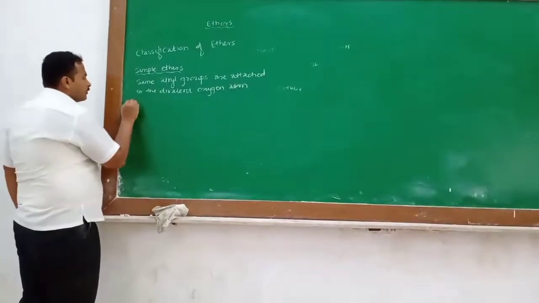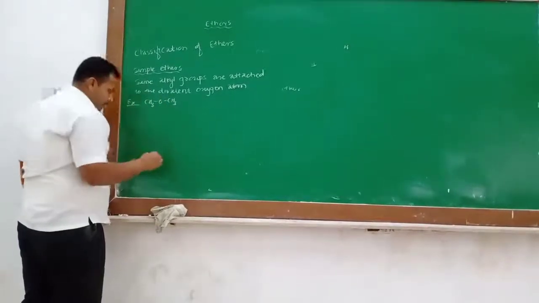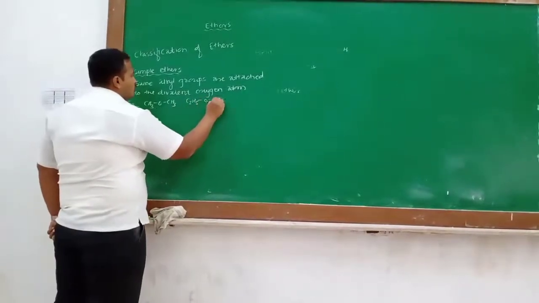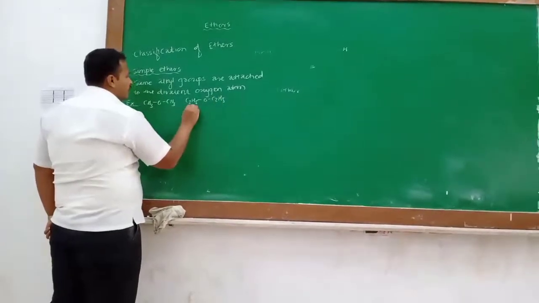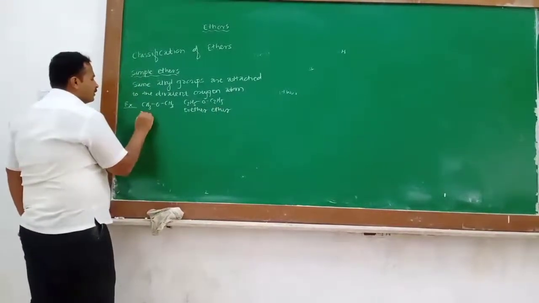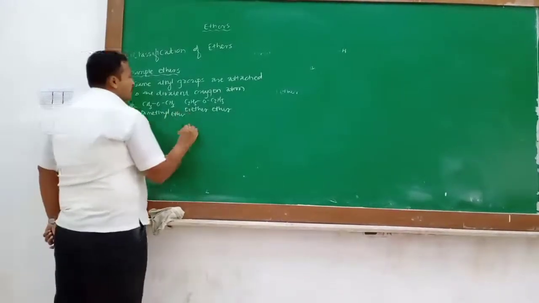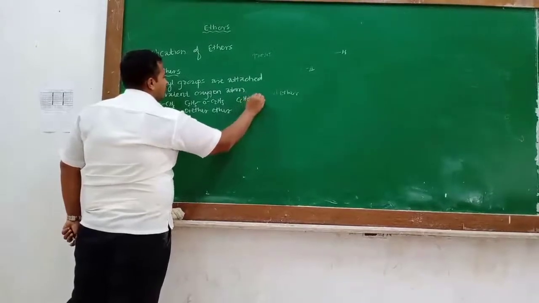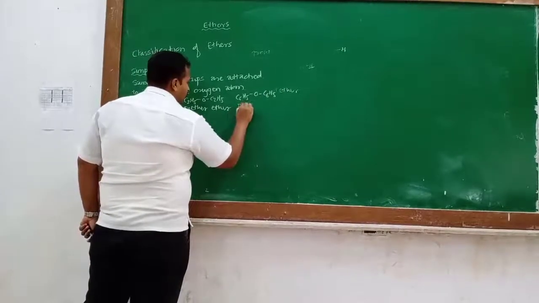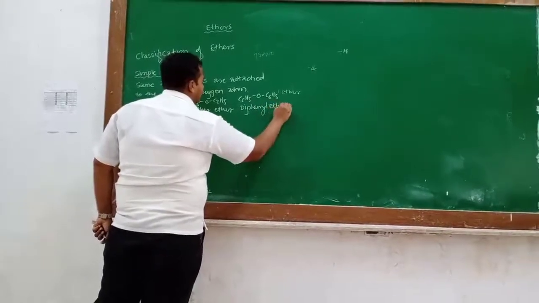Example, CH3OCH3, it is dimethyl ether. C2H5OC2H5, it is diethyl ether. Next, C6H5OC6H5, it is diphenyl ether.